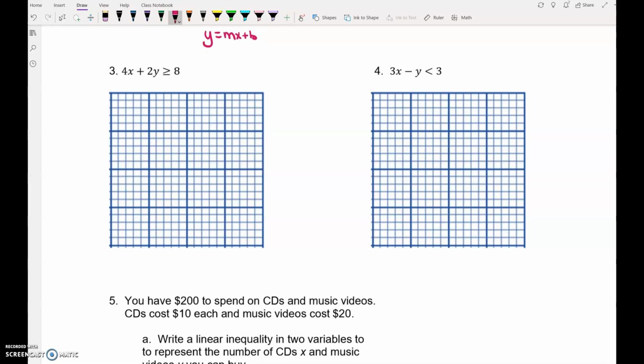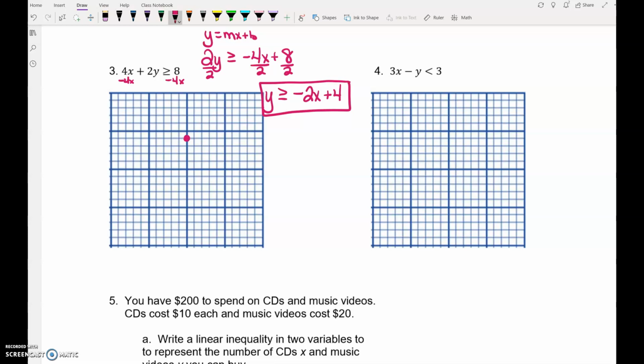So if we wanted to rearrange this inequality so it looked like y equals mx plus b, what would we do first? Subtract 4x. So we would have 2y is greater than or equal to -4x plus 8. What would we do next? Divide everything by 2. So we've got y is greater than or equal to -2x plus 4. That is the inequality that we are going to graph.